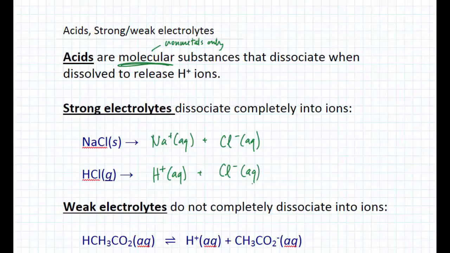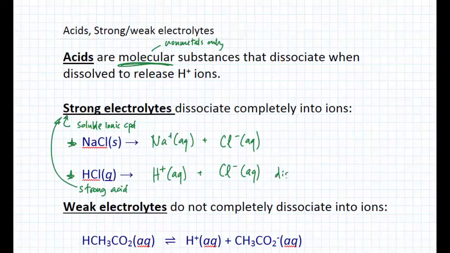Okay. So NaCl is a soluble ionic compound. It's an ionic compound that dissolves. Soluble ionic compounds are strong electrolytes. HCl is called a strong acid. It's an acid that is also a strong electrolyte. It dissociates completely into ions.